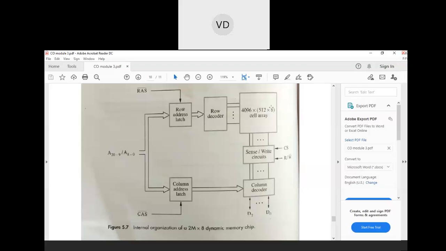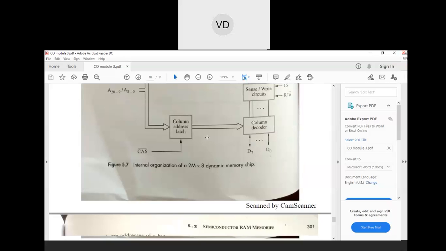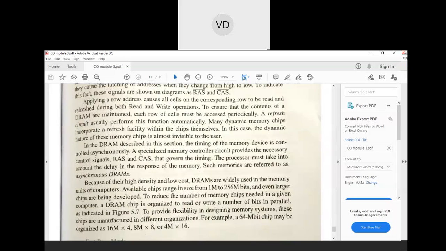Now here, see, only one group among the 8 groups is selected. So we have to select each group here. First group should be the first 8 bits, second 8 bits, third 8 bits, fourth 8 bits, like this. All the 8 bits of data of all the groups should be selected for refreshing. So how to do that? That we are going to study in the fast page mode.